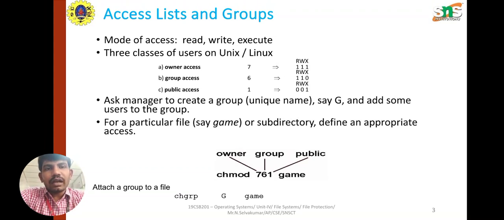Ask the manager to create a group with a unique name, say G, and add some users to the group. For a particular file, say game, or a subdirectory, define an appropriate access, for example for owner, group, and public. So we have chmod 761 game. Then attach a group to the file, called chgrp G game. The access list of groups will execute one of the read, write, and execute methods only. This uses one set of Linux and Unix file systems.